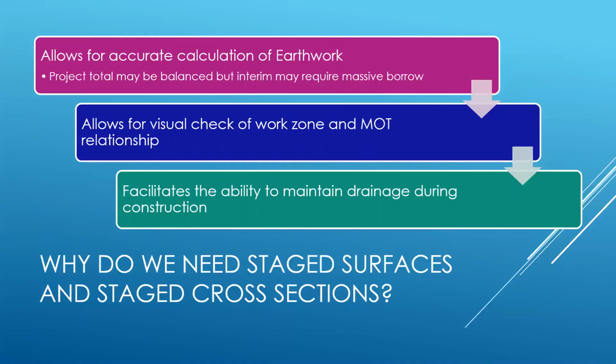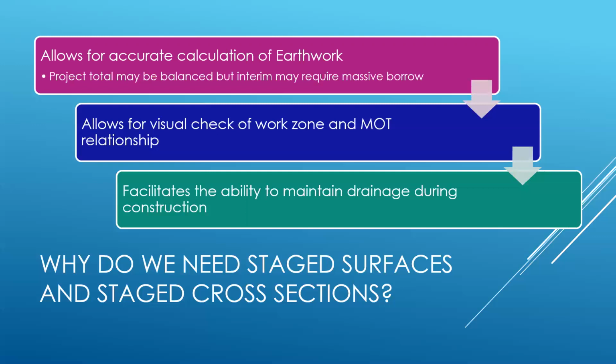So, why do we need stage surfaces and stage cross sections? Well, there's a ton of reasons, but three that I've put here. One of them is to allow for accurate calculation of earthwork. So for instance, if we have a really large project and perhaps it's multiple stages, and over the course of that project, it's a pretty even balance between cut and fill. Well, that might be great, but what about the contractor's perspective where you have a stage one and you might have a massive borrow or a massive cut, and you're needing to reflect that for the contractor?